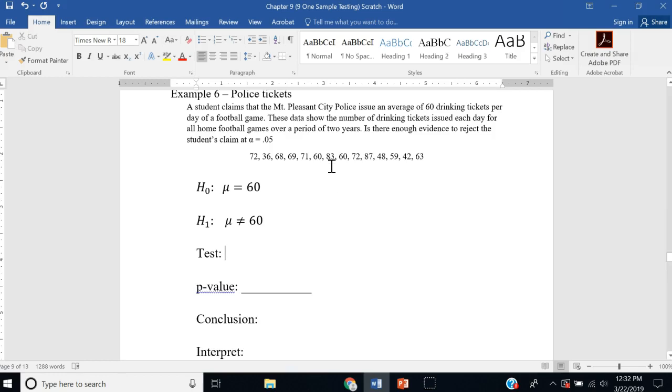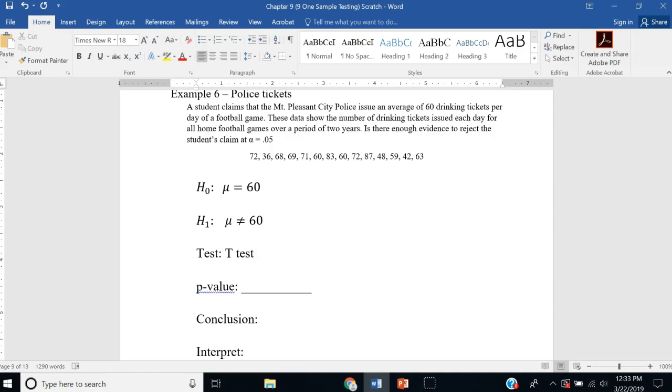Now, in this problem we have a sample of 14 pieces of data. Don't get confused: 14 pieces of data, not 2 years, but 14 actual pieces of data. But it doesn't say anything about a population standard deviation. These 14 pieces of data will have a sample standard deviation, but it doesn't give me a population standard deviation. So since I have a sample standard deviation but not the population standard deviation, I want to use a t-test.